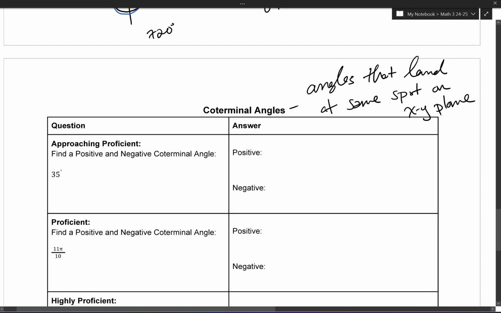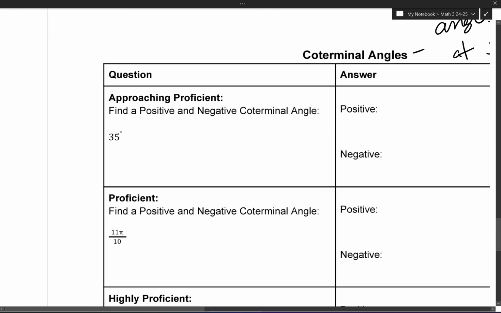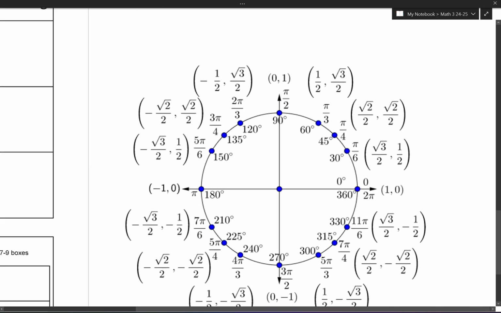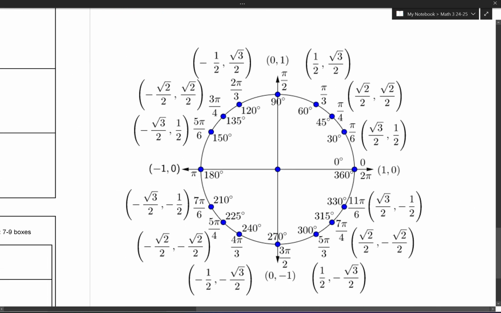They're not the same angles. They're different, distinct angles, but they land at the same spot on the xy plane or on the unit circle. So find a positive and a negative coterminal angle of 35 degrees. Is 35 degrees on my unit circle? No, I don't see it, but I know it's a little bit more than 30 and less than 45 degrees. It's between 30 and 45 degrees.